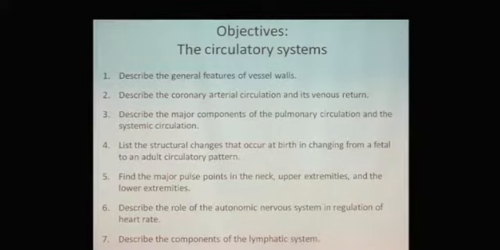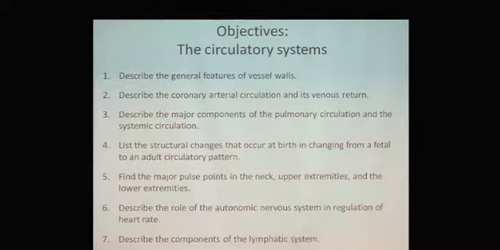So we have some objectives again to work through. We're going to start with a little bit of review, but then we want to talk about the general features of the vessel walls, the things that they have in common. We'll talk about the coronary arterial circulation and the venous return from the heart. We will talk about the major components of the pulmonary circulation and the systemic circulation so that you should be able to describe those in general terms.